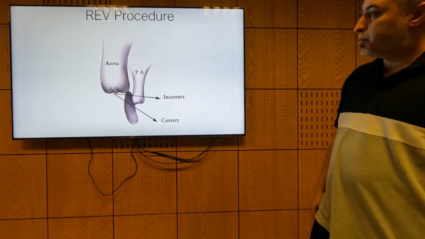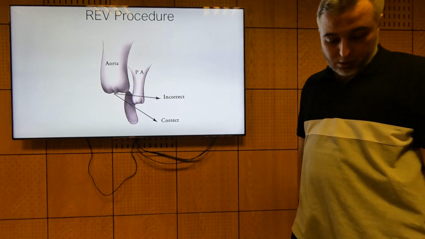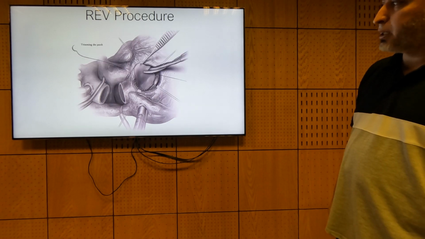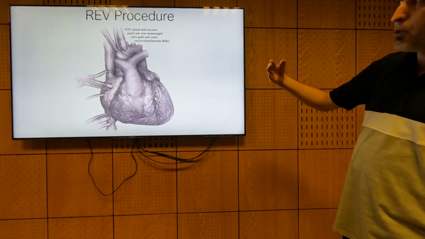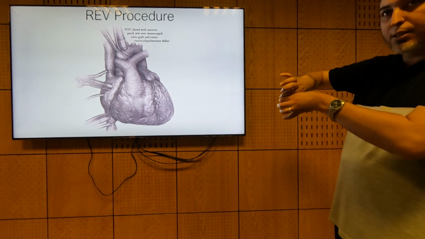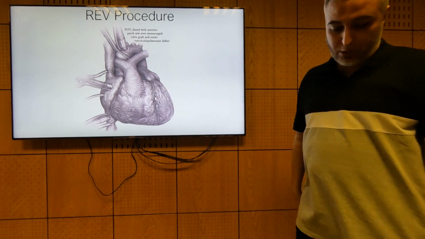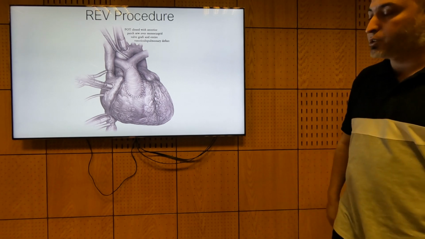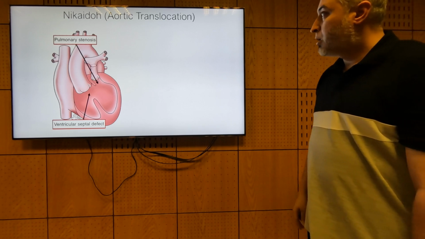And then cutting the conal septum, you should not go across the pulmonary root. Again, putting a patch, directing the VSD into the aorta, then doing the Lecompte maneuver, getting the PA branches in front of the ascending aorta, then reconnect the ascending aorta again, and connect the RV to the PA, cover that anteriorly with a patch. So this is the REV procedure, or the French way of doing the ventricular repair.